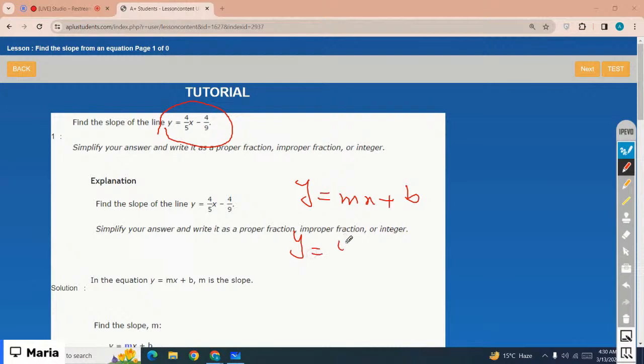General form versus y equals 4 over 5 x minus 4 over 9. So when you compare, here is y, the m is 4 over 5, here is x, and here is b. That means the slope is 4 over 5, right? You simply have to compare the given equation with the general form. The general form of the equation is y equals mx plus b.